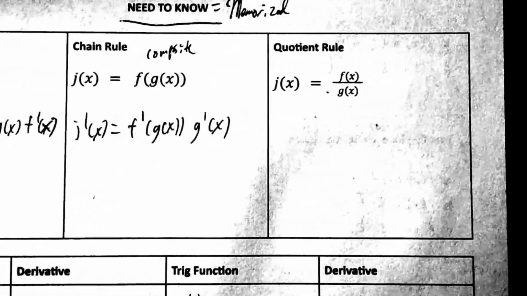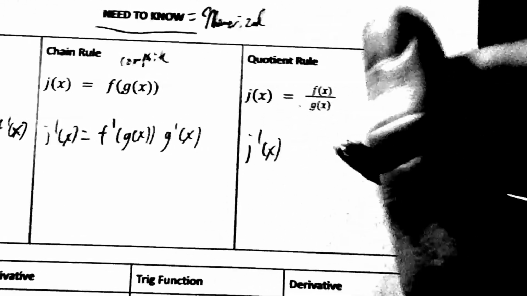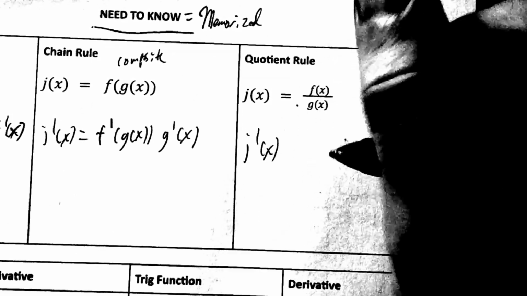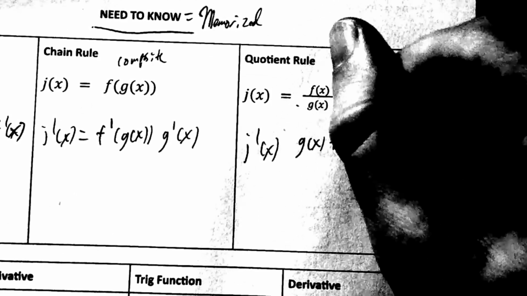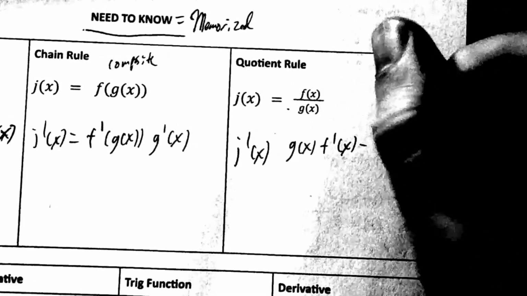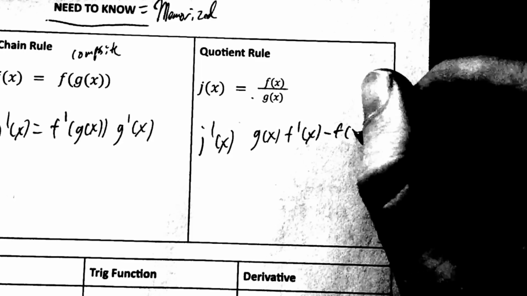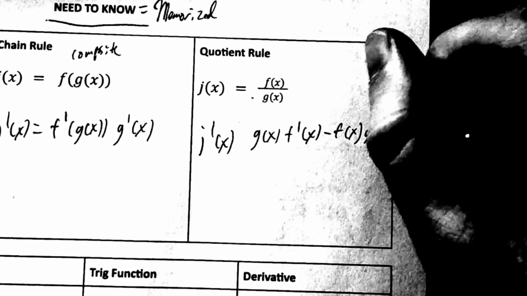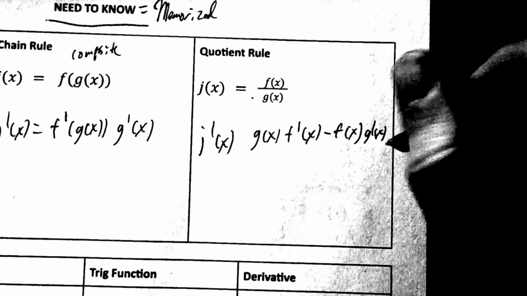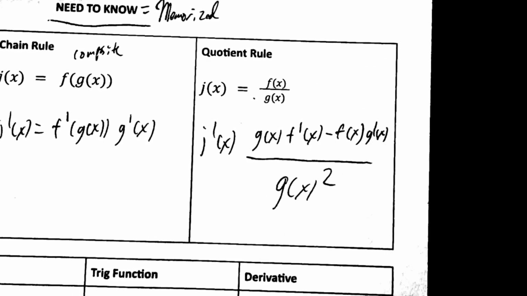Okay. And then lastly, we have quotient rule. Quotient rule is very similar to product rule. It's g of x times the derivative of f of x minus f of x times the derivative of g of x, all over g of x squared.